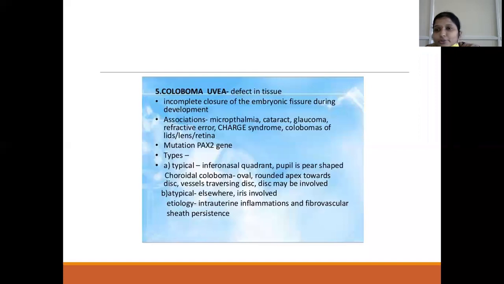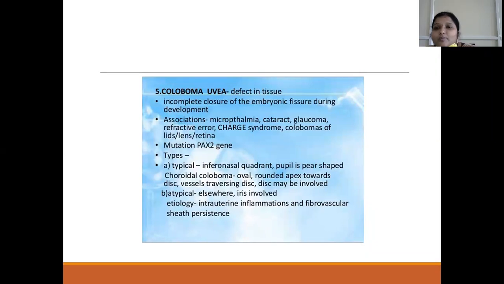It is caused due to mutation in the PAX2 gene. There are various types of colobomas that can be complete or incomplete. Complete means in the whole embryonic fissure there is a defect. So the coloboma is present extending from the iris to the optic nerve head. Whereas in incomplete, only a part of the embryonic fissure has a defect. So it can be manifested either as an iris coloboma or choroidal coloboma or only optic nerve head coloboma.